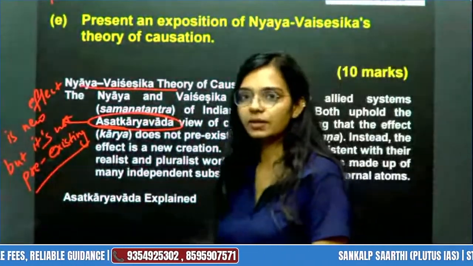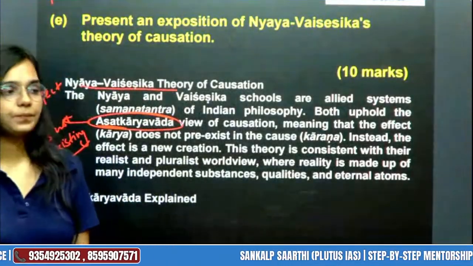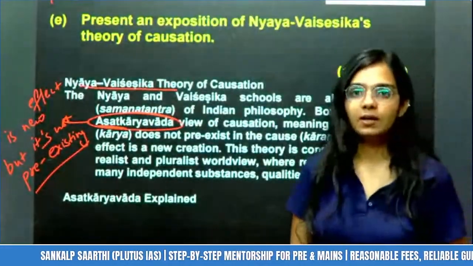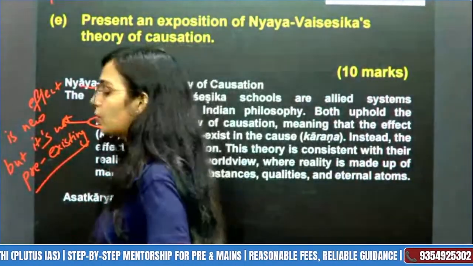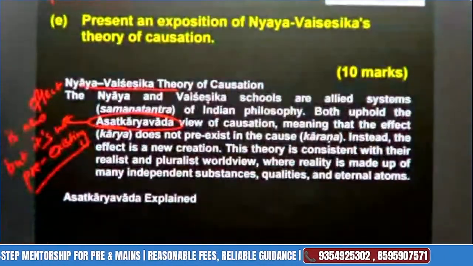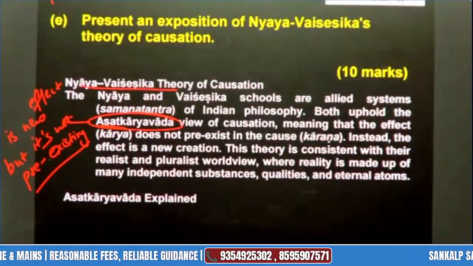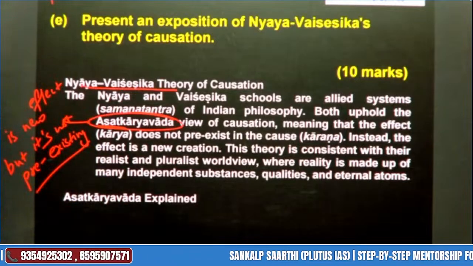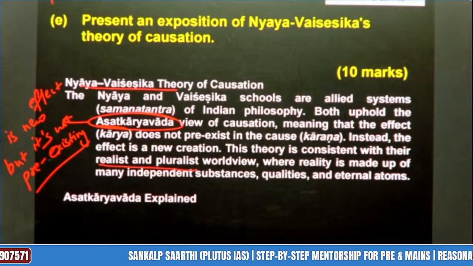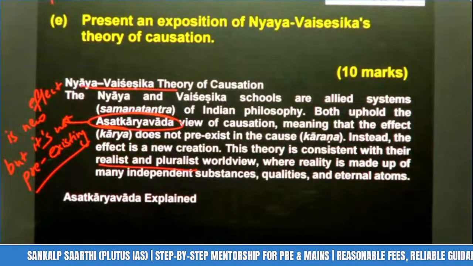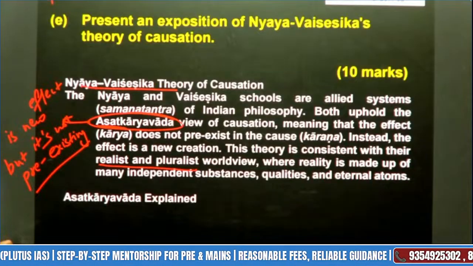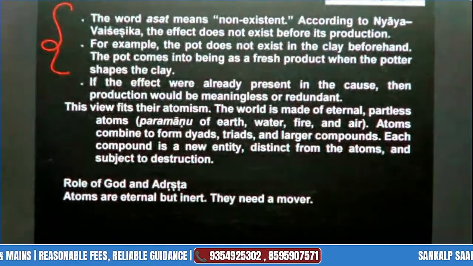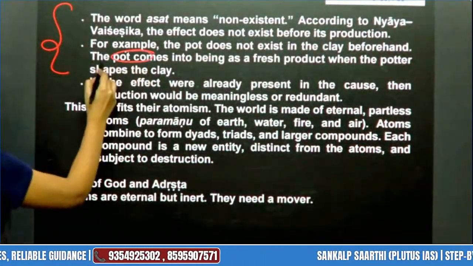The difference between cause and effect. Understood? Yes, ma'am. So for example, if I am seeing any material, I cannot see whether the effect is going to be there or not. It comes later, right? So the effect is like a fresh creation, not something hidden inside the cause, right? So this theory is consistent with their realist and pluralist worldview, where reality is made up of many independent substances, qualities and eternal atoms. Then Asatkaryavada, explain it with an example, giving the pot example, right?